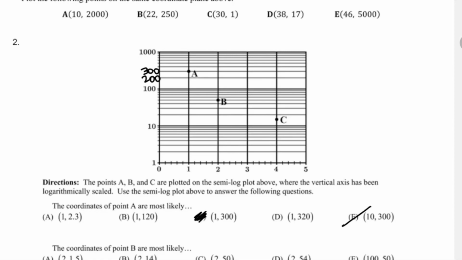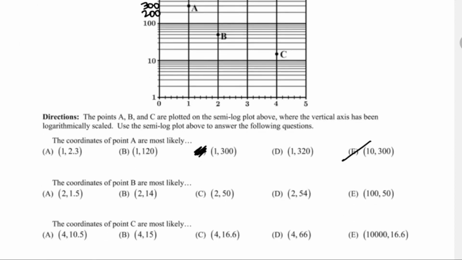Then the coordinates of point B are most likely going to be, well, x is 2. Okay, so we'll get rid of that. And then y is going to be 10, 20, 30, 40, 50. I'm just going to have to go ahead and say that's 50. So that's the output I would expect there. Then coordinates of point C. X is definitely 4, so we're going to get rid of that answer choice. And y is going to be somewhere between 10 and 20.